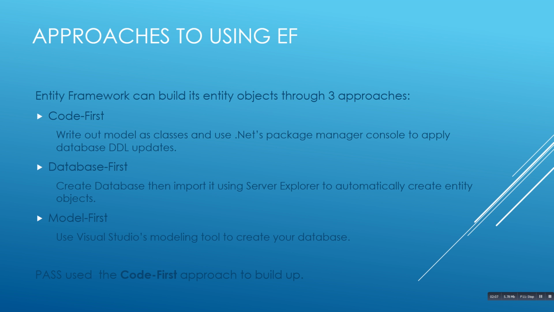But mostly we use code first, which is laying out all the model classes in actual code and writing out the attributes that would be in a database table and writing out the relationships between the database tables and the model class. Database first is pretty much creating the database and then importing it using Server Explorer to create the entity objects. And then model first is using Visual Studio's modeling tool to create your database. So we use code first in PASS.